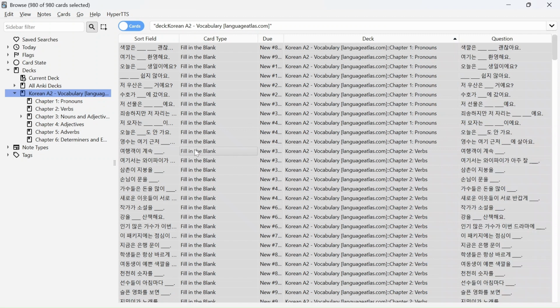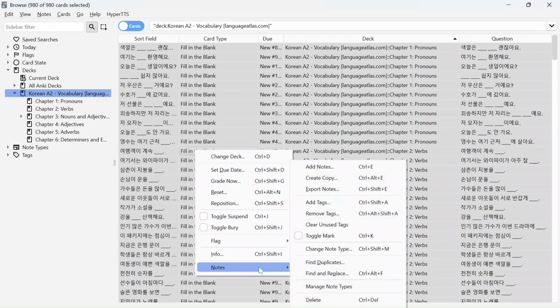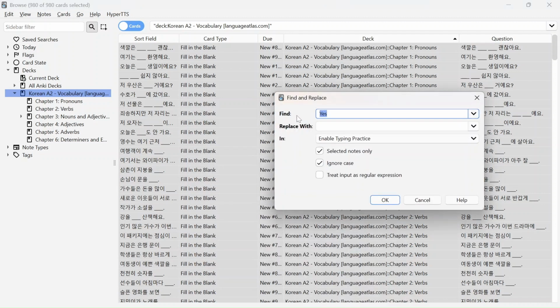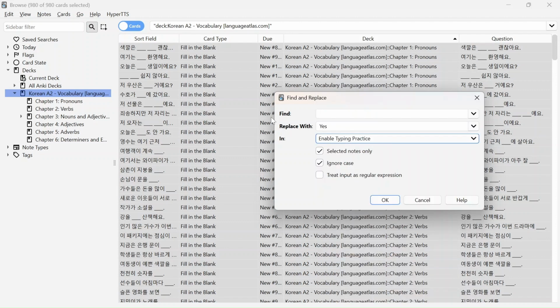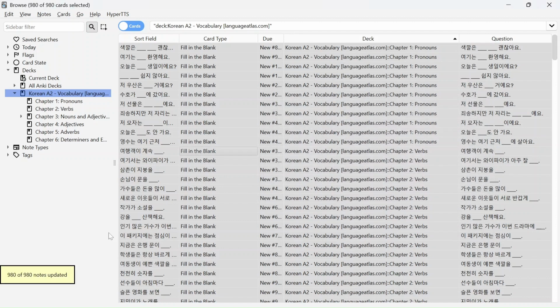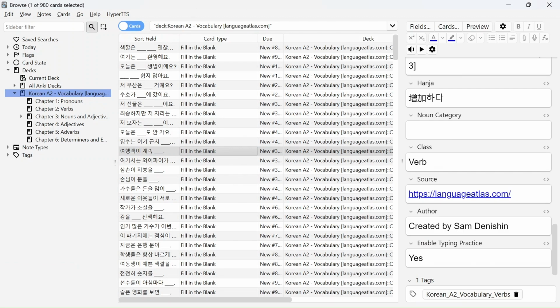Control A or Command A, right mouse click, Notes, and then we will go to Find and Replace. So you want to find an empty area because it's currently empty, and you want to replace it with the word yes. And where do you want to do this? In the Enable Typing Practice field. So you want to find an empty area, replace it with the word yes in Enable Typing Practice. I'll click on OK. You can see that all the notes, all the sentences have been updated. And if I scroll down, you can see that there's a yes over here.